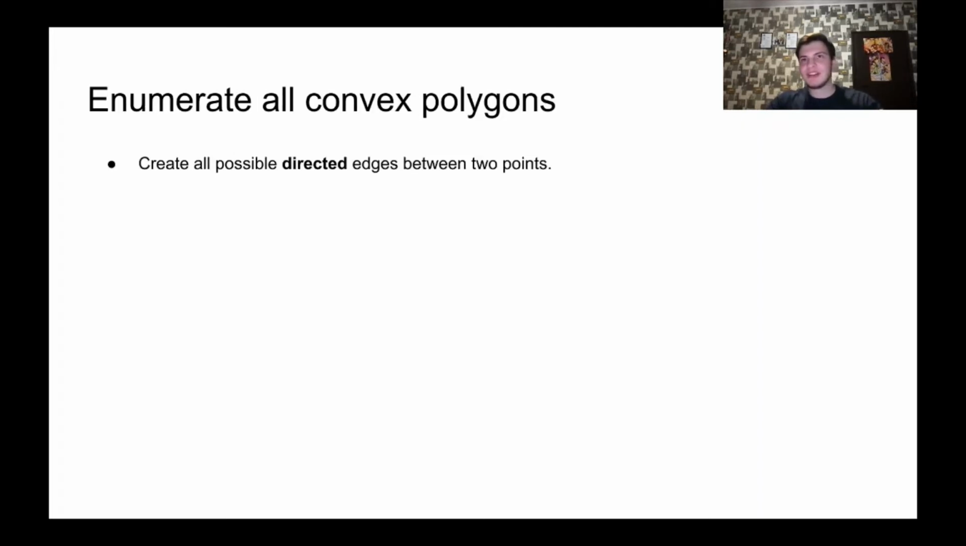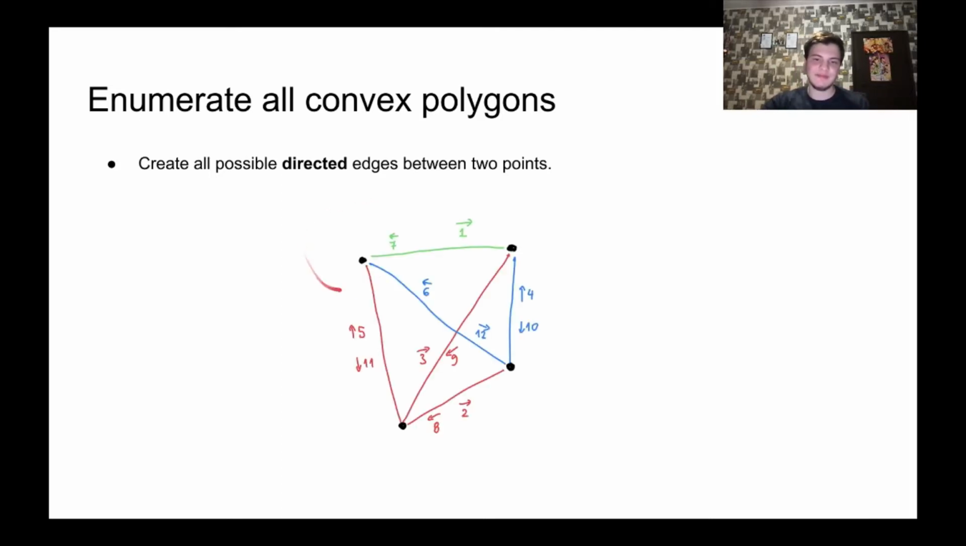Basically, the first part is to actually create all possible directed edges between any 2 points. So let's imagine that we have those 4 points, just some random 4 points. And the first thing is that we are basically gonna just create all possible edges.